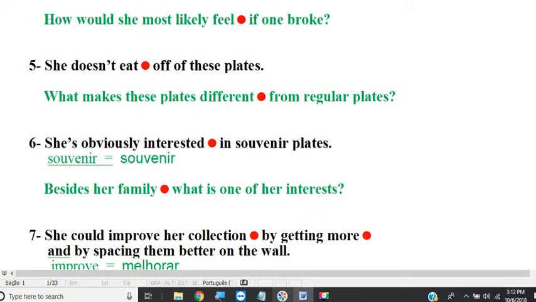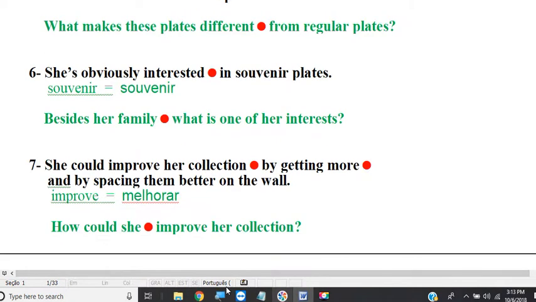Line 5. She doesn't eat off of these plates. Question. What makes these plates different from regular plates? Well, she doesn't eat off of these plates.